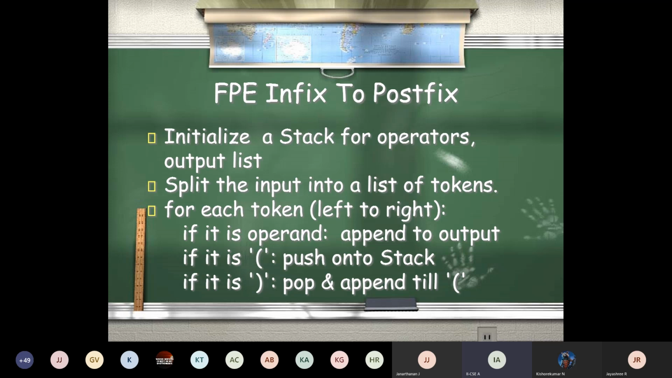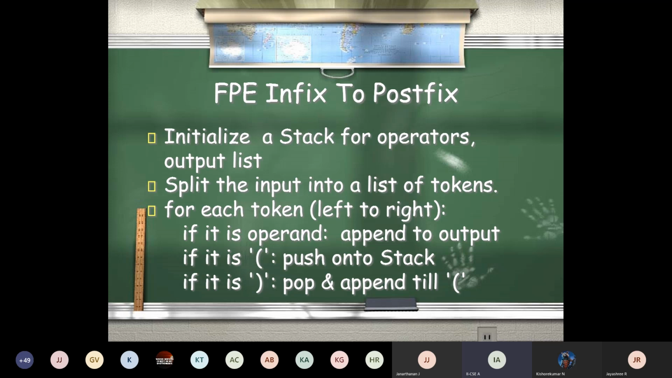Okay, your infix expression might have parentheses, open brackets and closing brackets. If it is an open bracket, we are going to push it into the stack. If it is a closing bracket, we are going to pop and append. That is, we are going to pop the contents from your stack. Your stack will have operators.